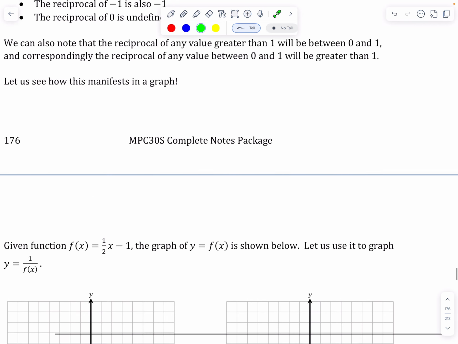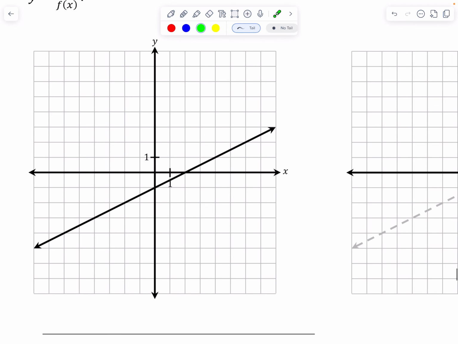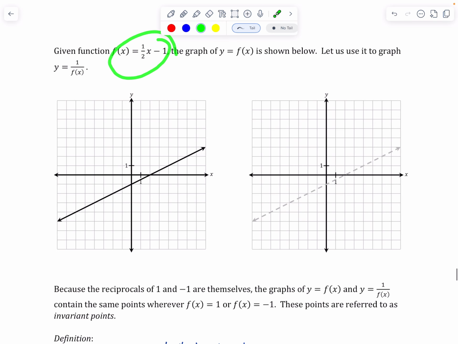We can use that to graph a reciprocal. We're given the function f of x equals half x minus 1. We know the y-intercept is negative 1 and the rate of change, the slope, is 1 over 2. So there's the equation of that line, but it is given to us, we don't have to find it. We are going to graph y equals 1 over f of x. So that is the reciprocal. We'll take all of our y values and take the reciprocal of them.